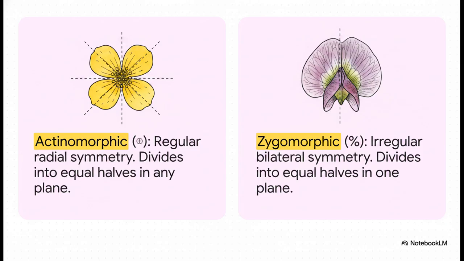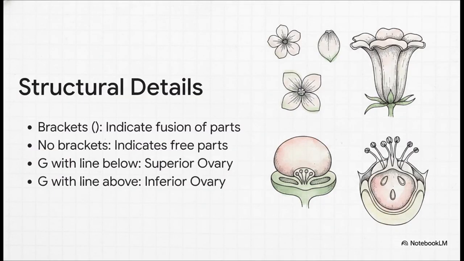You can only slice it straight down the middle to get two equal halves. Honestly, it's just like a human face. So fun fact, unless you're a literal Picasso painting, you are zygomorphic. Okay, this next part is absolutely crucial because these tiny blink-and-you-miss-it symbols completely change the anatomy you're describing. Numbers just tell us how many of a certain part there are. But if that number is locked inside parentheses, that means those parts are fused together, maybe into a little cup or tube. No brackets, the parts are completely free and separate.